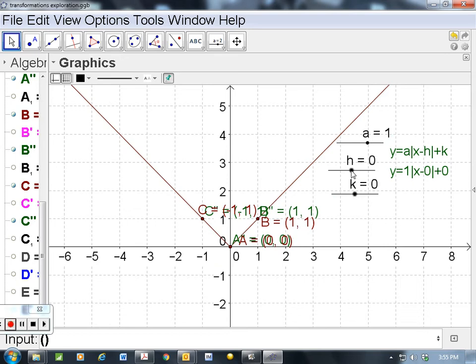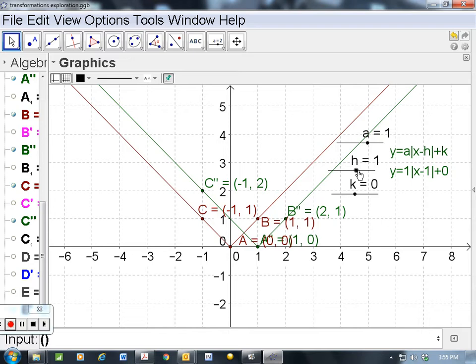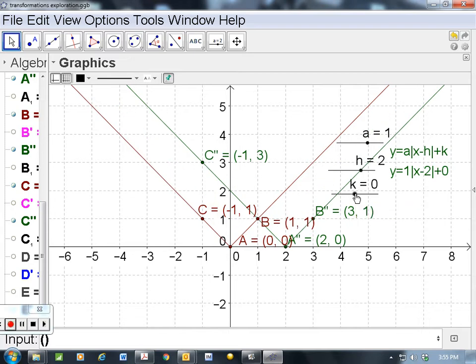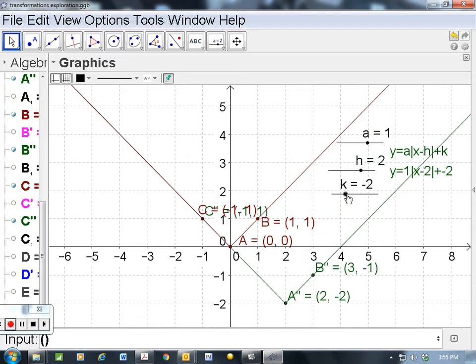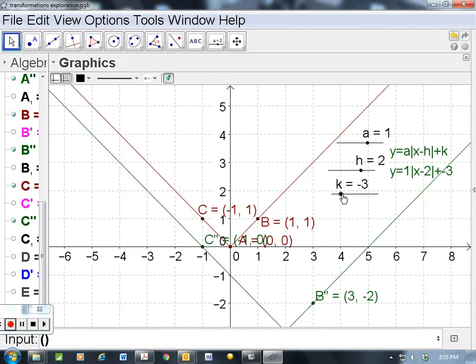Now, let's go ahead and change this to +2, -3. See? So we're seeing that. And then we can also see the changes in our point values. The B that has the original 1, 1, my new B has 3, -2.